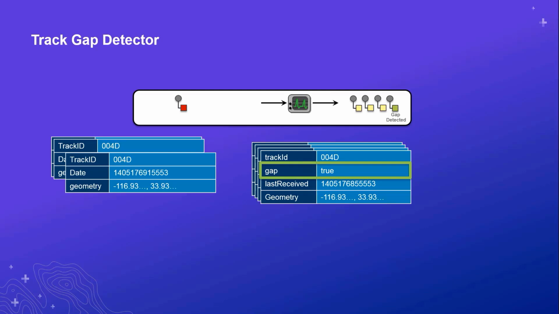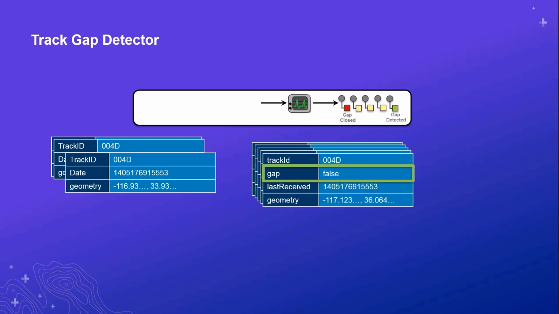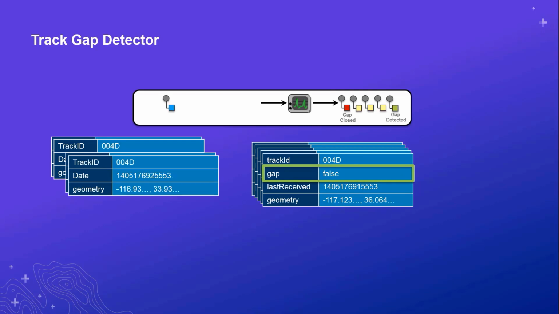Once we actually get an observation about our event record again, in this case, the drone 004D, the Gap Detector is going to set its gap condition to false and stop reporting gap events.